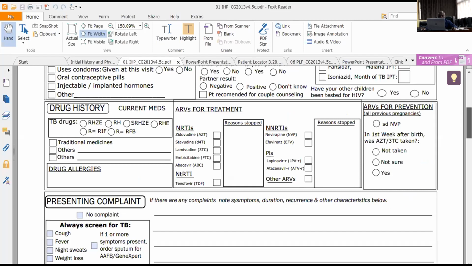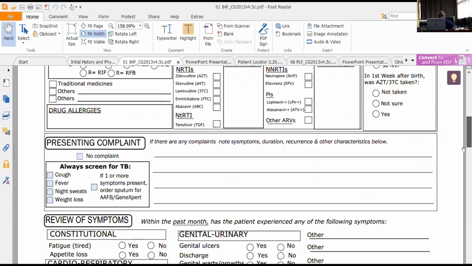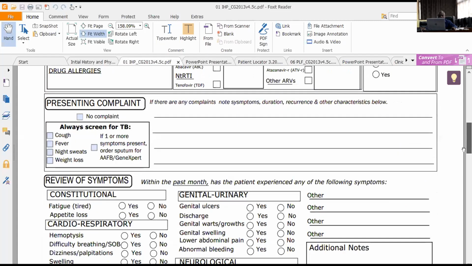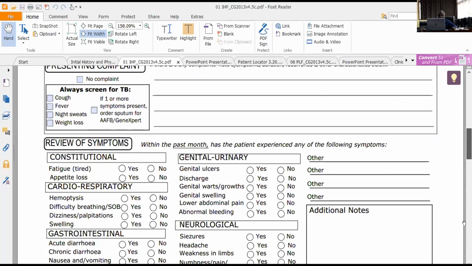Then you went into presenting complaints. Again, on the presenting complaints, there was always screening for TB: the cough, fever, night sweats, and weight loss. And then if one or more symptoms was present, order sputum for AFB or gene expert. Then you went into review of symptoms as usual. Then the physical examination, the whole clinical staging is the same.